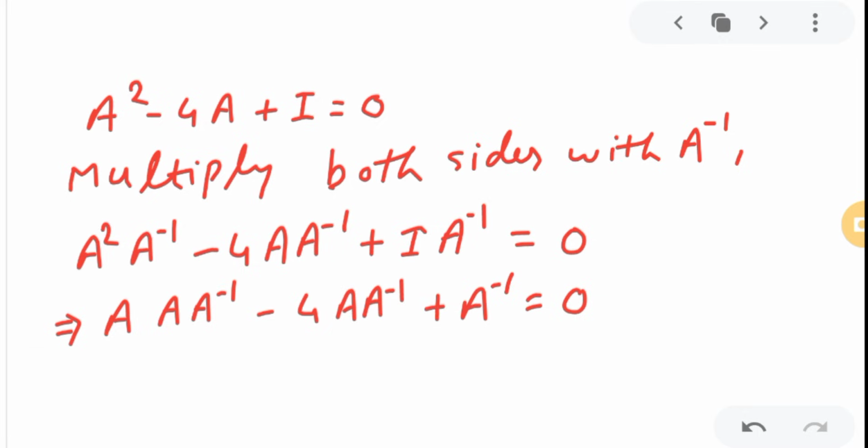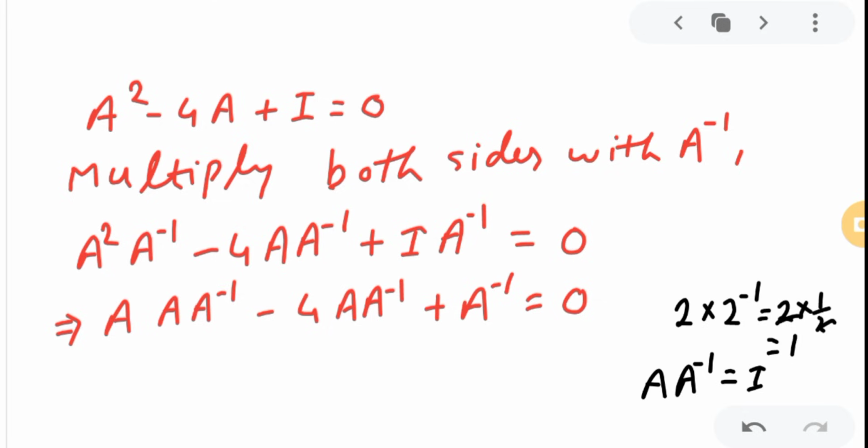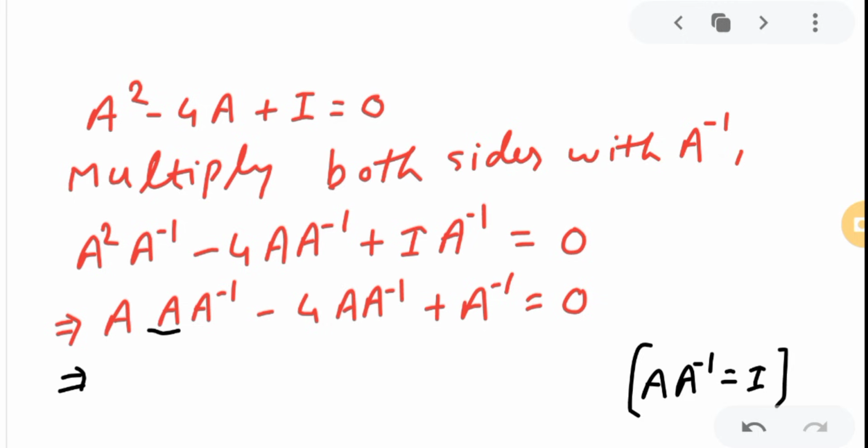Now A into A inverse. If you know this property, then A into A inverse will be nothing but the identity matrix. Like 2 into 2 inverse: 2 into 1 upon 2 will be 1. And I told you that in matrices, 1 means the identity matrix I. Similarly, I will use this property: A into A inverse will be nothing but I. This numeric example I just explained for you to understand. So we use this property, A into A inverse will be I.